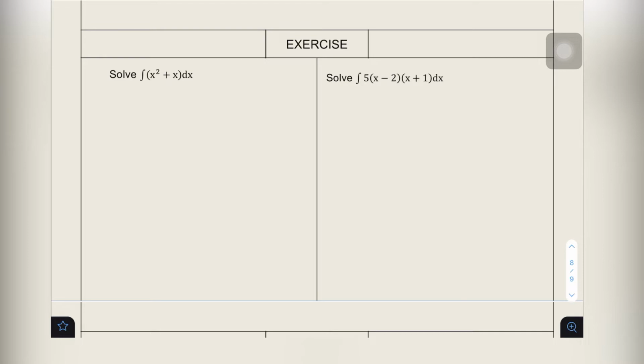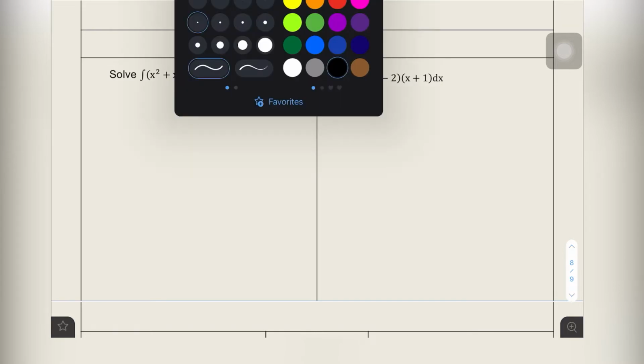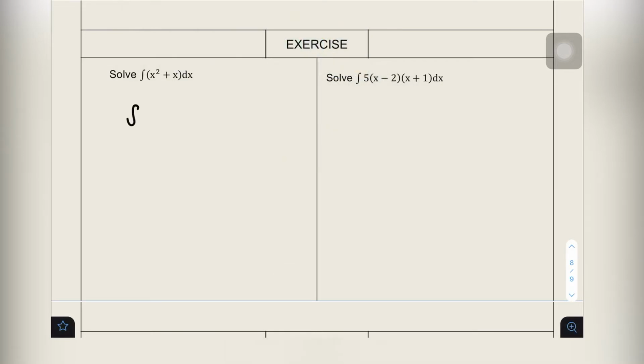Let's see the first one. We need to solve the integration of x squared plus x dx. So you can write it as integration of x squared plus x dx. If you can see here, you have two different functions separated by the operation of addition. So you can use the rules of integration.